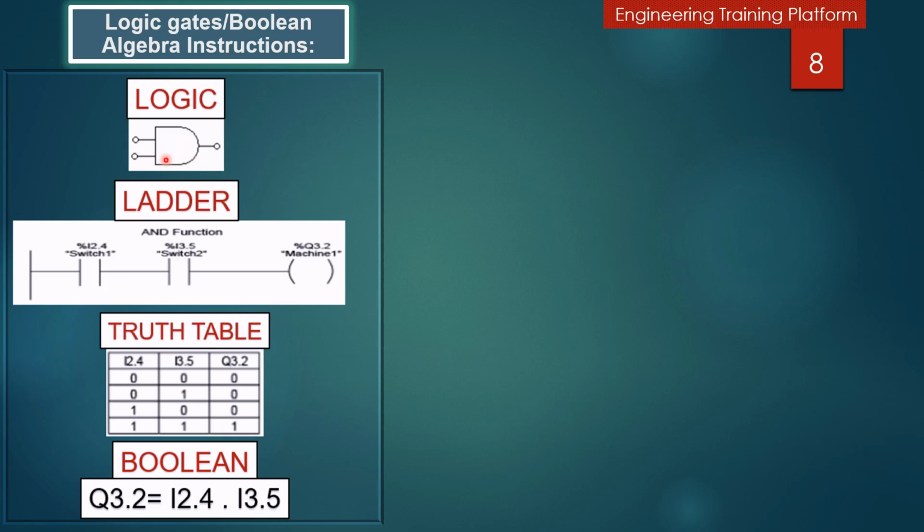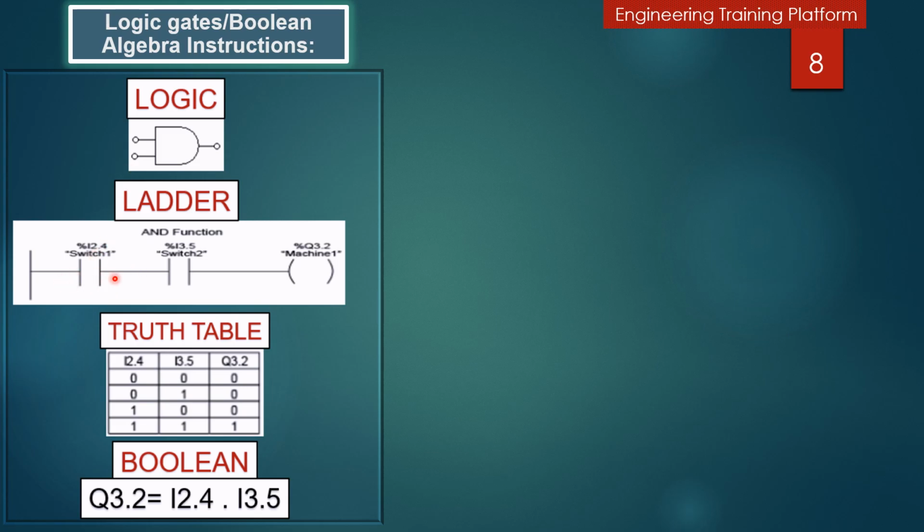Here I will discuss the AND function. You can see the symbols for the AND function. These both are the inputs, and here you can see the output. In the AND function, input 1 and input 2 will be multiplied and the result will become the output. It means the AND function represents the multiplication of both input 1 and input 2.